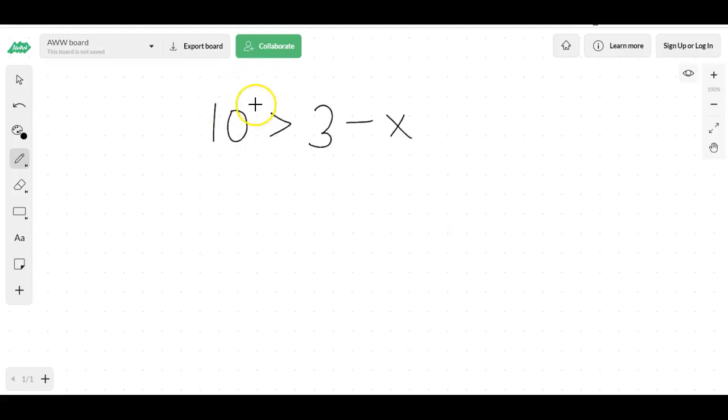Okay, so when I'm solving this first problem, what I'd want to do is subtract 3 from both sides. And even though this is a plus sign, I'm going to subtract because this is a positive 3. And the x is getting subtracted, not the 3. So we're going to minus the 3. It's going to cancel out from this side. I'm going to get 7 is less than negative x.